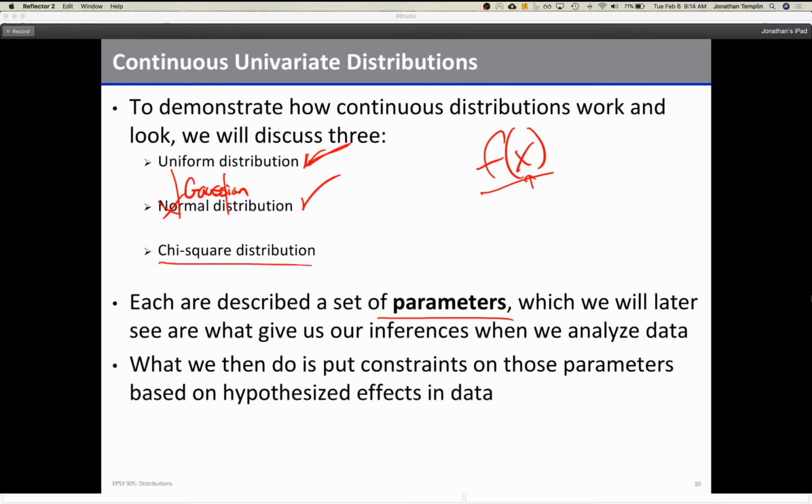So often what we do is put constraints on these parameters, such as the regression line or some other type of imposition, and those constraints are based on the hypothesized effects in the data. We'll see at the very end of this lecture that if we have the hypothesis that the mean of a distribution varies as a function of x, then that is the constraint we're putting on the mean itself to get the information we're interested in.